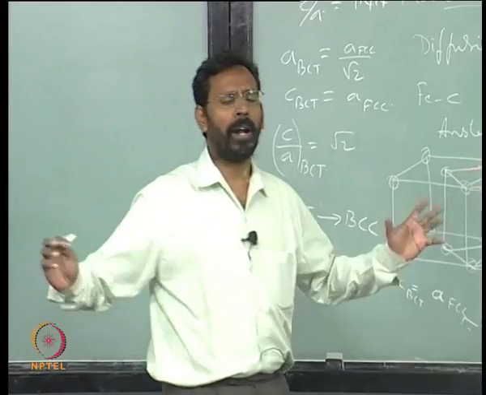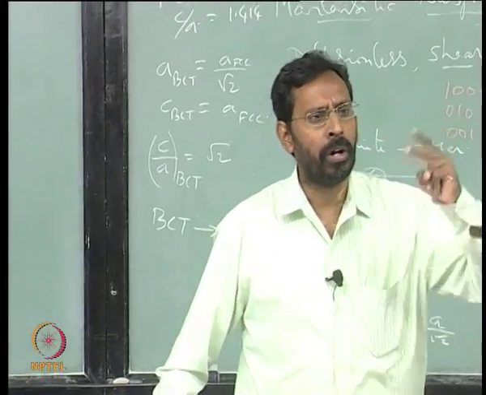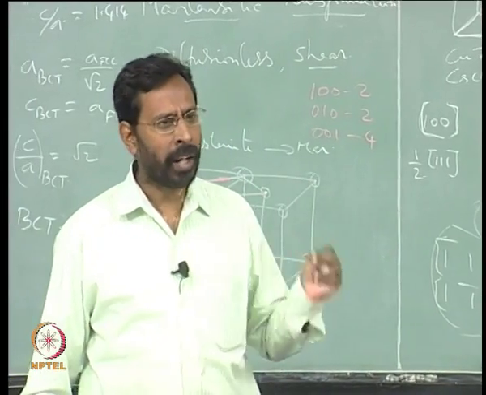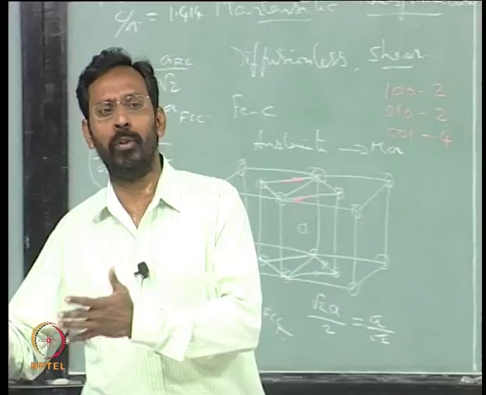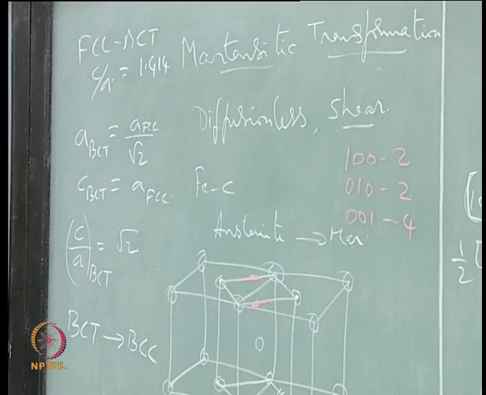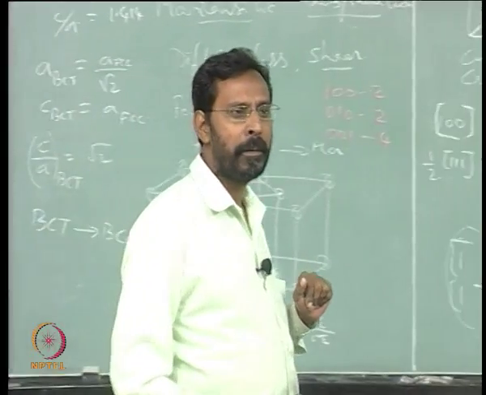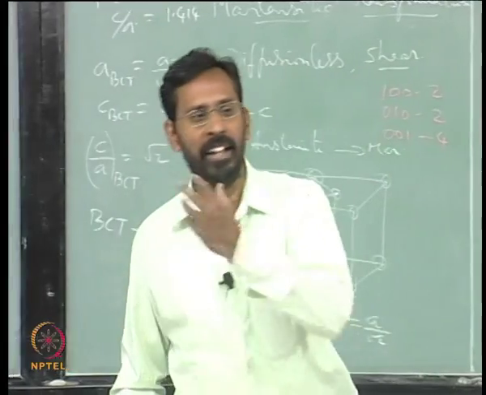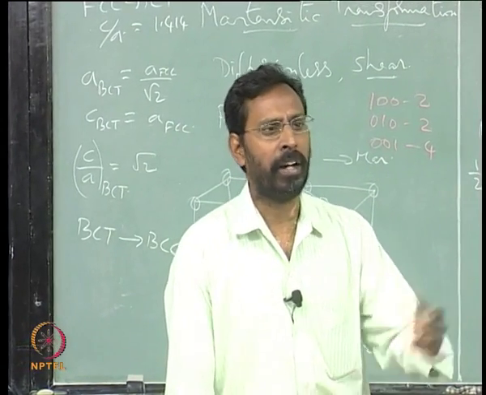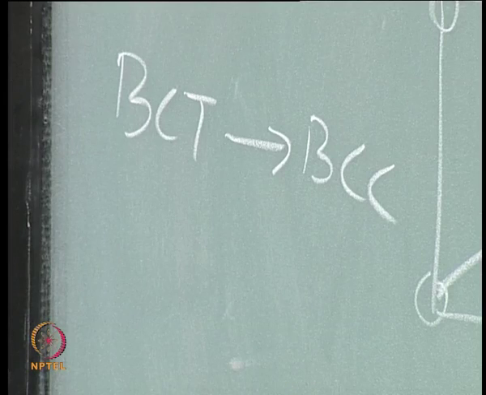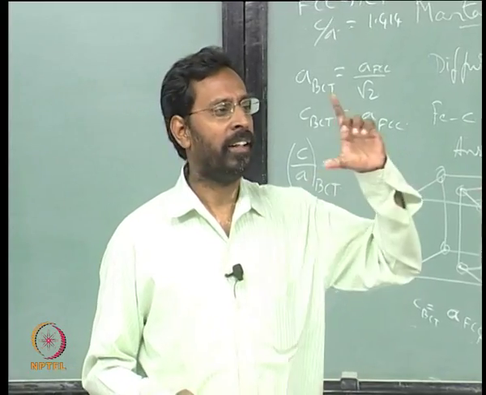That is why the whole martensitic transformation is composed of two processes. One is a shear which converts the FCC into a BCT, then another process whereby this BCT wants to get converted to BCC. What can convert a BCT into a BCC? If you want a BCT to become BCC, what should happen? Forget about carbon, we are talking of only structure. The C axis has to shrink, and A and B have to elongate, so that the C by A becomes 1.